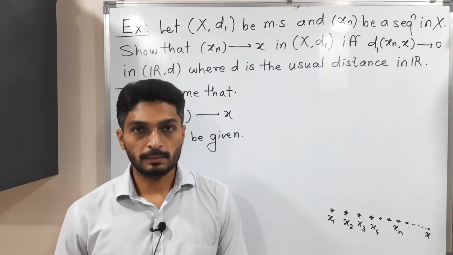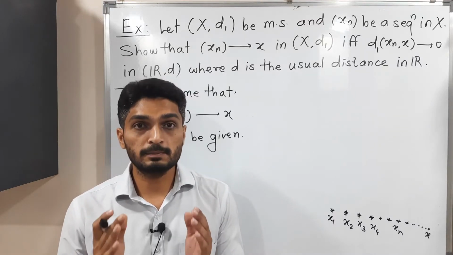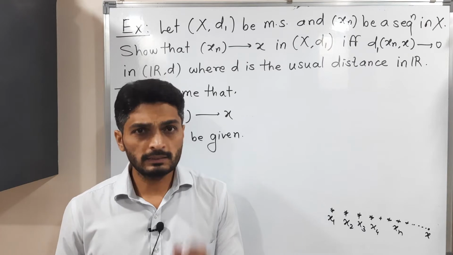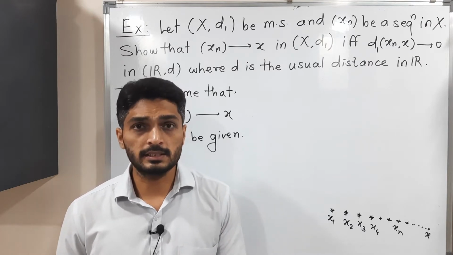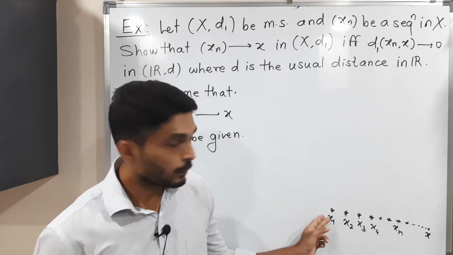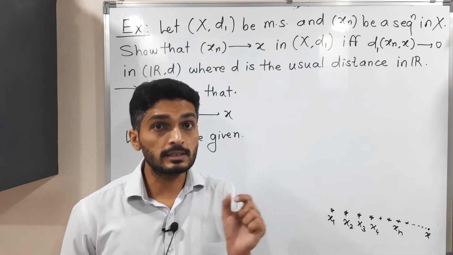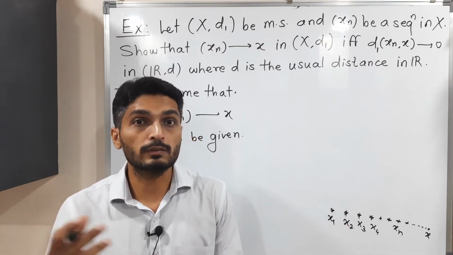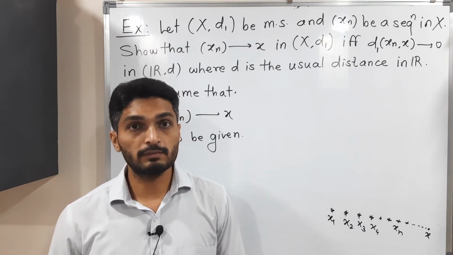Let us discuss this example. So in this example, we have a matrix space (X, D1). We have a sequence Xn in the matrix space (X, D1). So what we have to prove? We have to prove that if sequence Xn converges to X, the distance between Xn and X converges to 0. This thing we have to prove.